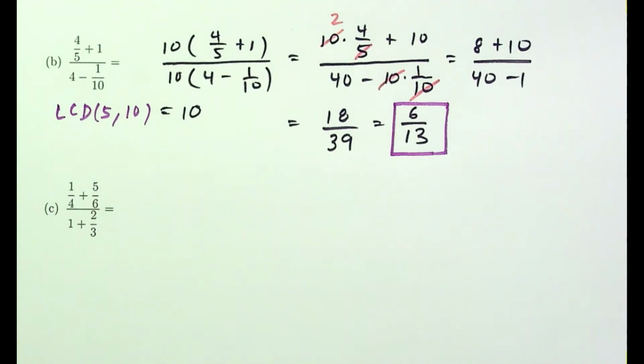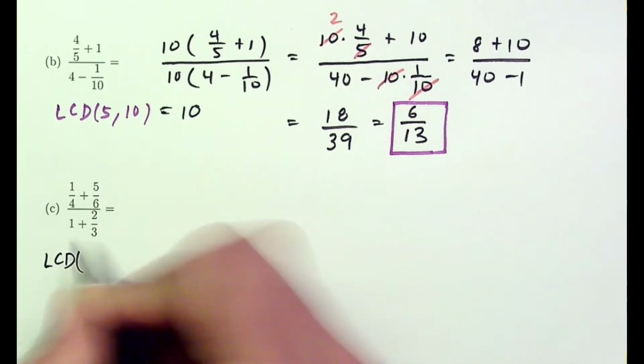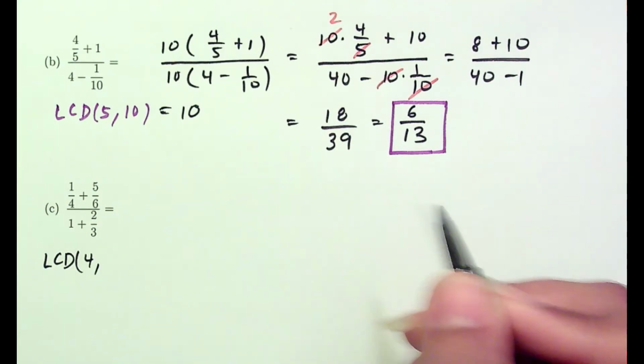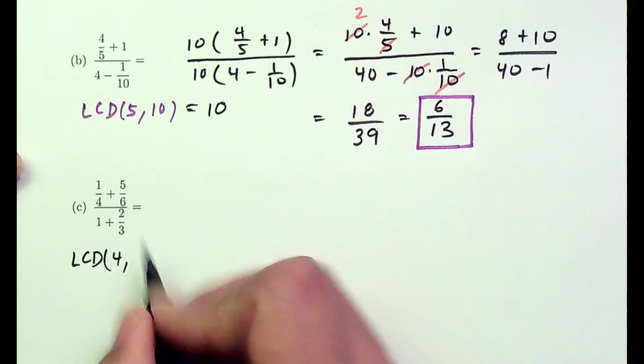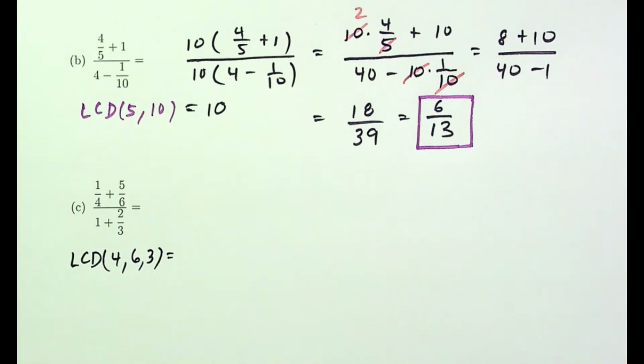Okay, let's do it. So we look at all the different fractions that we see and look at all the different denominators. I see a 4 as a denominator, I see a 6 as a denominator, and I see a 3 as a denominator. So what is the least common multiple of all these fractions? So what is the smallest number that contains all of these numbers, 4, 6, and 3 as a factor? If you say 24, that is a common denominator, but it's not the smallest one. The smallest one is 12.